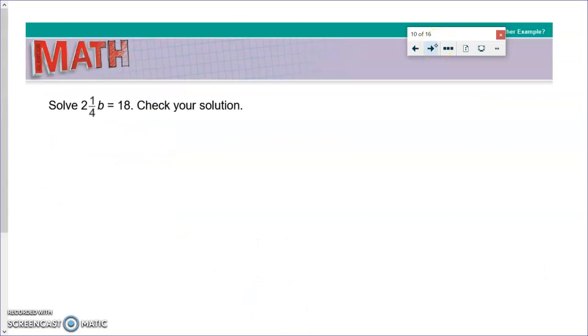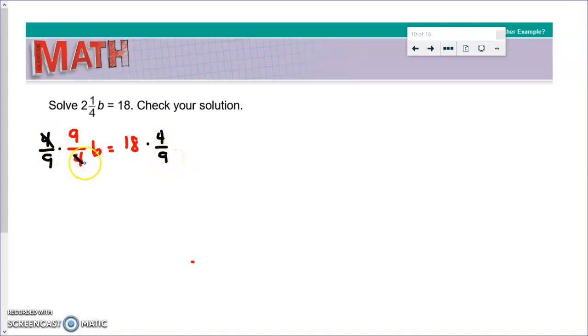So again, I would like you to pause the video and try and solve for B. We can start by rewriting our mixed number as an improper fraction. And in case you forget how to do that, we can take our whole number, multiply it by the denominator, and add the numerator. So in this case, 2 times 4 gives us 8. And then 8 plus that 1 gives us 9/4.